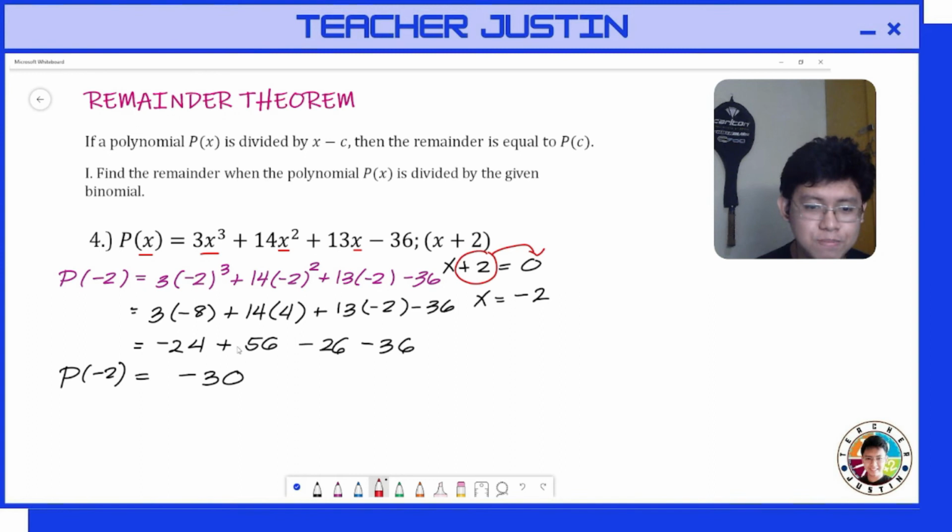Therefore, our remainder for this polynomial divided by this binomial is equal to negative 30. So, this is our remainder and our final answer. Ta-da!